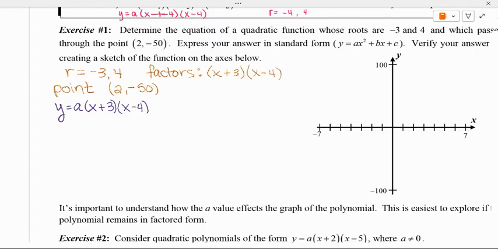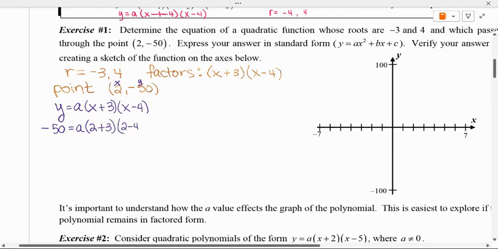But we have 3 variables. We have y's, a's, and x's. But do we know a specific x and y that our graph passes through? It says right up there, the point (2, -50). This is the x, and this is the y. Are you following along? Okay, let's do that. So y, -50, equals a times what is x? 2. 2 plus 3. Times what is x? 2. 2 minus 4.